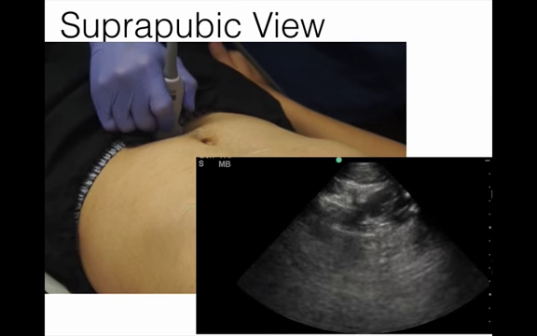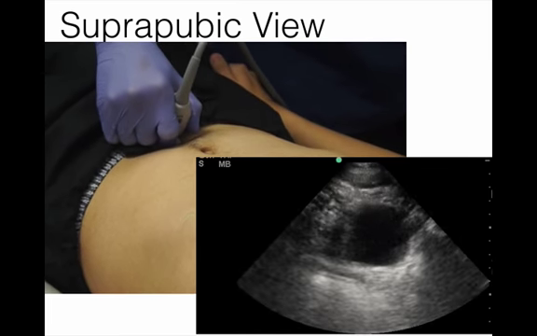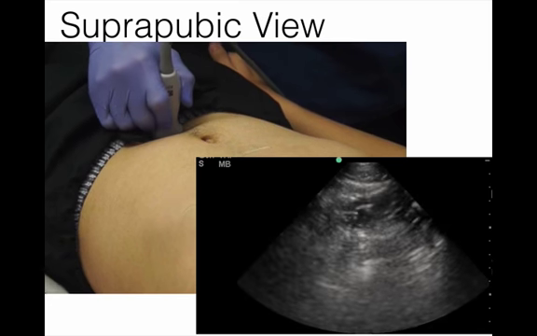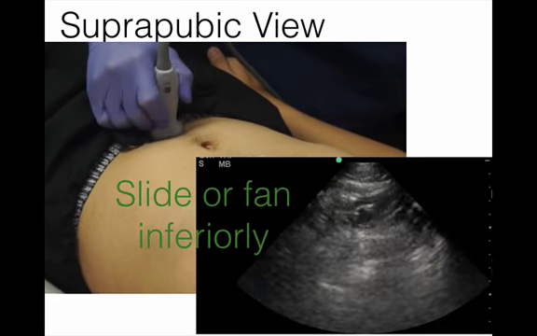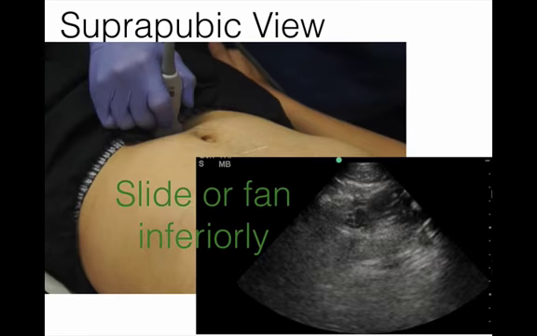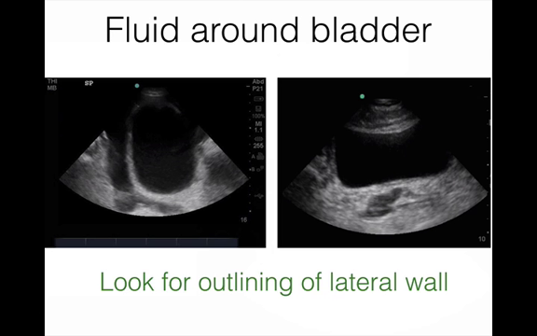So we're just going to slide or tilt the probe much more inferiorly, and you'll see that all this air from bowel gas disappears, and you have a nice bladder right there. So what does fluid around the bladder look like? Well, normally you have bowel all around the bladder, and so bowel gives that characteristic grainy, crinkly appearance right here. And so if you don't see the actual bladder wall that's outlined by bowel, then it's a normal bladder or suprapubic view. Take a look at this positive view right here, where you can see that lateral wall really well because of this free fluid right here.